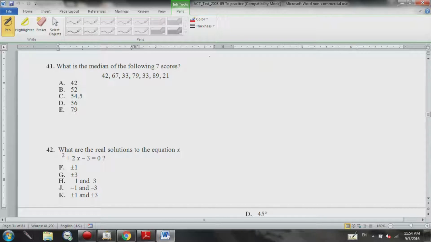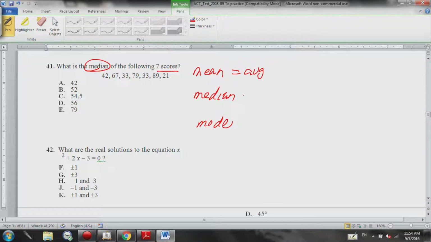Bismillahirrahmanirrahim. Inshallah, we'll go on with question number 41. So this question says, what is the median of the following 7 scores? So this is regards to mean, median, and mode. Of course, mean is the average of certain numbers.